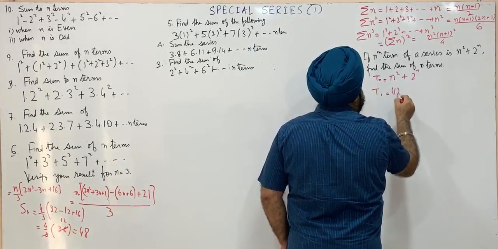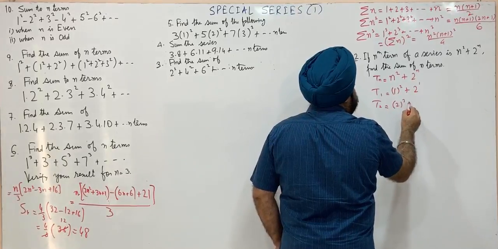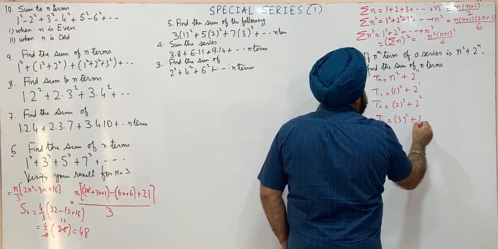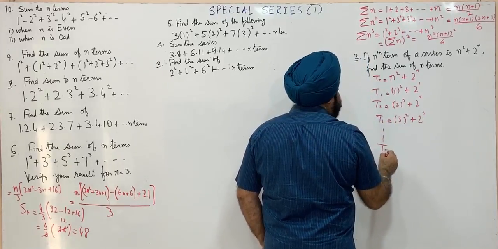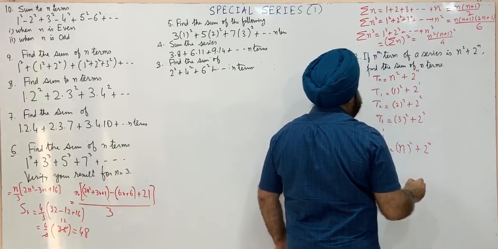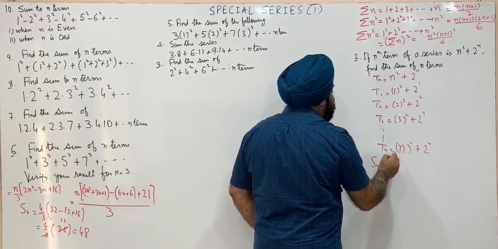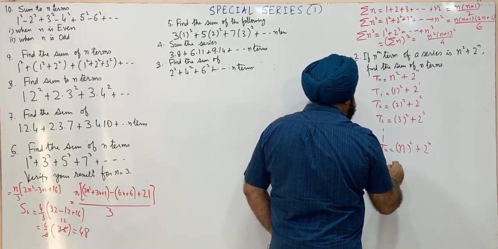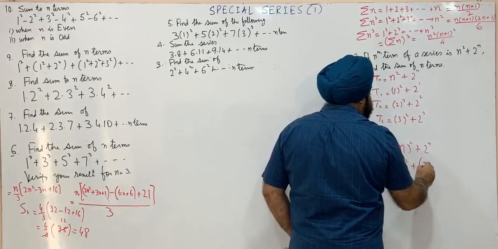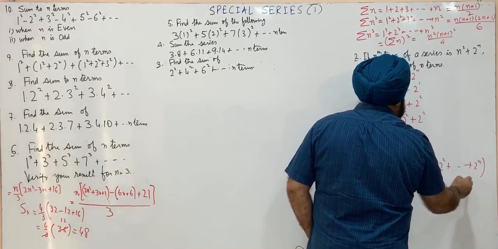So this is 1 square plus 2 raised per 1, second term will be 2 square plus 2 raised per 2, third will be 3 square plus 2 raised per 3, and nth term, that will be n square plus 2 raised per n. Now adding vertically, we get sum of n terms. Sum of terms in this column, this is sigma n square, and in the second one we have 2 raised per 1 plus 2 raised per 2 up to 2 raised per n.